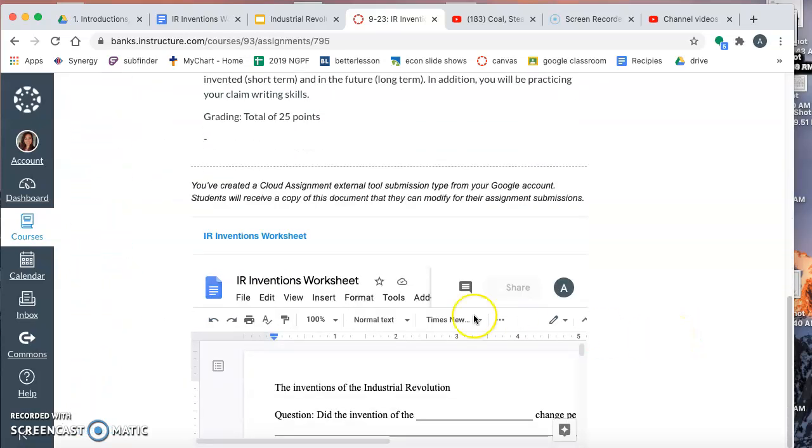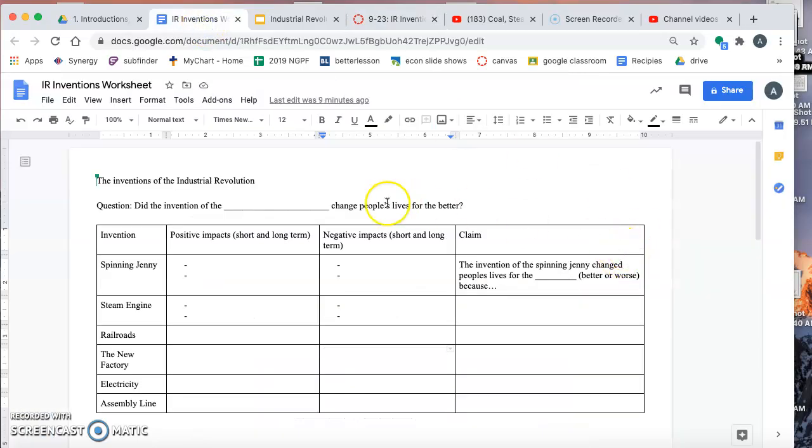And then here you'll have the worksheet. So you can open it up and do this worksheet. And so let me explain the worksheet to you. So the inventions of the Industrial Revolution. Question, did the invention of the blank change people's lives for the better?